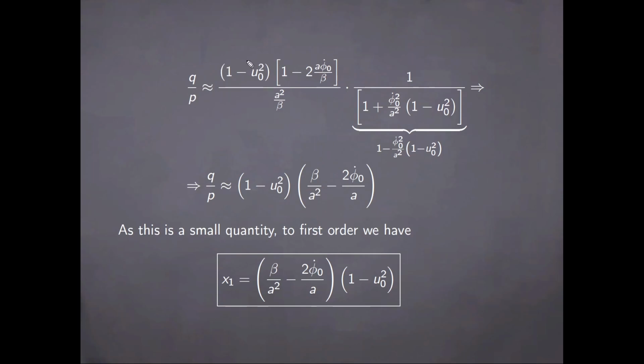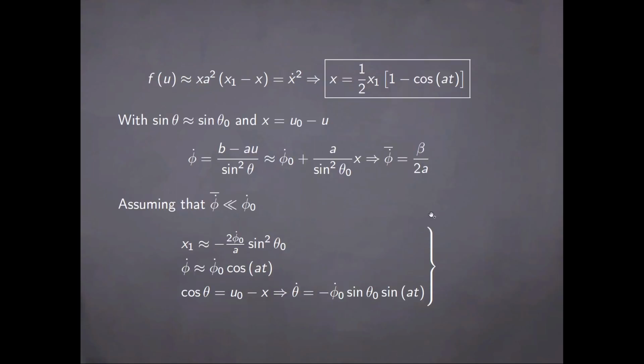So we get this first factor in the expression, and then for the second one we can just use a Taylor expansion to write it in this form, and thus the ratio Q over P is just approximately equal to the quantity here, and as this is a small number, to first order the value of x1, which is just the total amplitude of nutation, is given by the formula here. So it's very similar to the previous result, but it also involves this additional term. And then the rest of the problem is solved in exactly the same way.